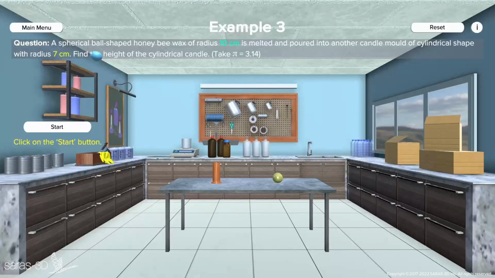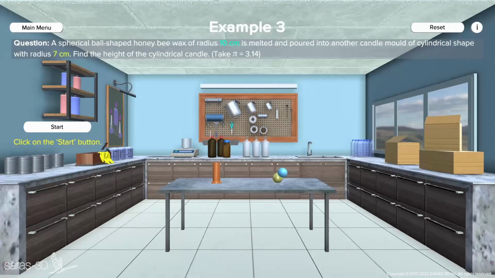A spherical ball shaped honeybee wax of radius 10 centimeter is melted and poured into another candle mold of cylindrical shape with radius 7 centimeters. Find the height of the cylindrical candle. So what is given to us here?